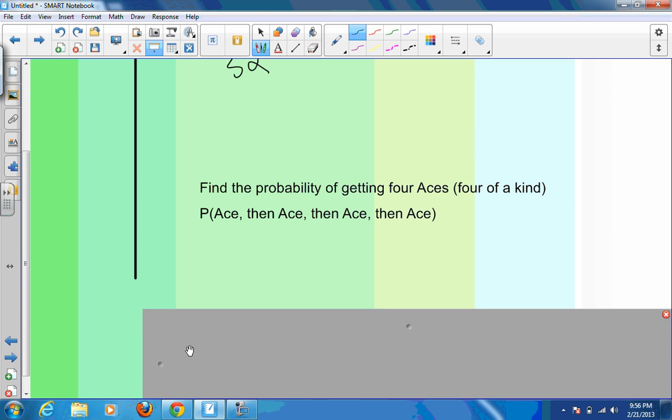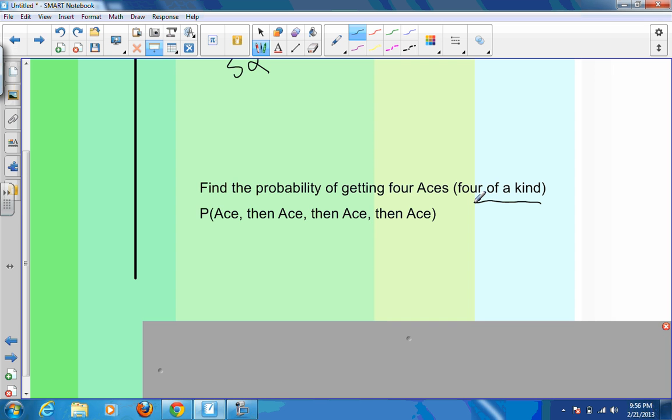Let's look at the next example. I want to find the probability of getting 4 of a kind, 4 aces in a row. All right? So let's look at this. My probability of getting the first ace is still 4 out of 52. The second ace is now 3 out of 51. The third ace would be 2 out of 50. And the last one would be 1 out of 49.